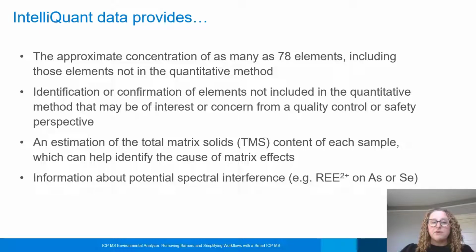It can also give you information about potential spectral interferences by letting you know if there are rare earth elements, for example, in your sample, and maybe you're trying to measure arsenic or selenium, and you know that rare earth elements, when they're doubly charged, can have an interference on arsenic and selenium.